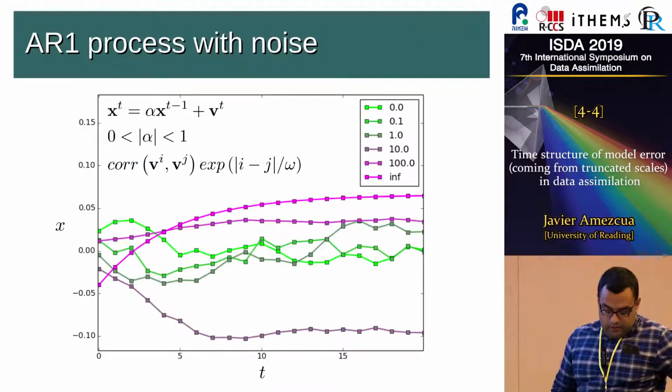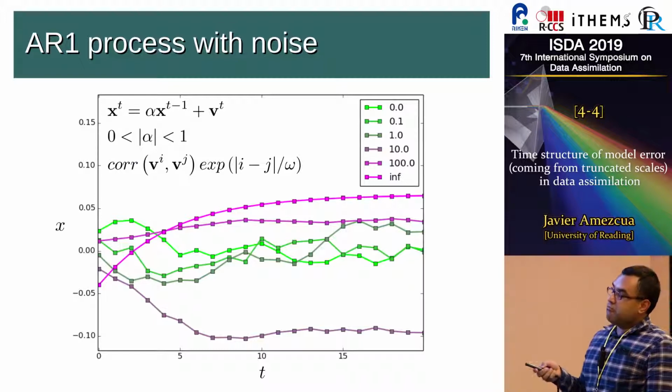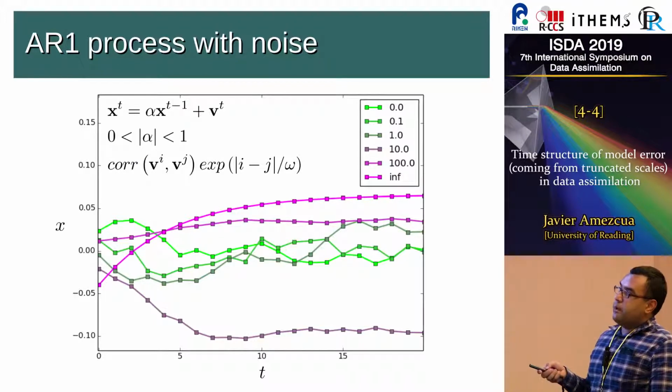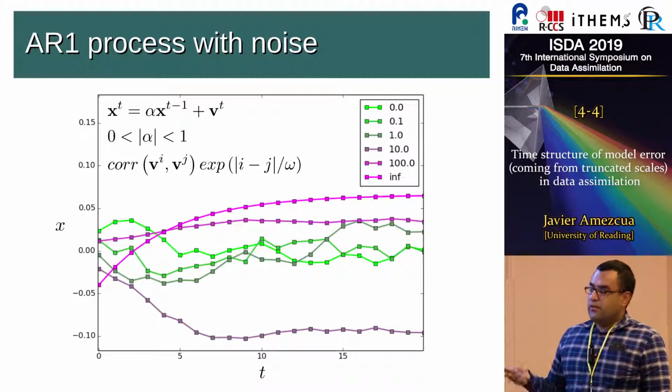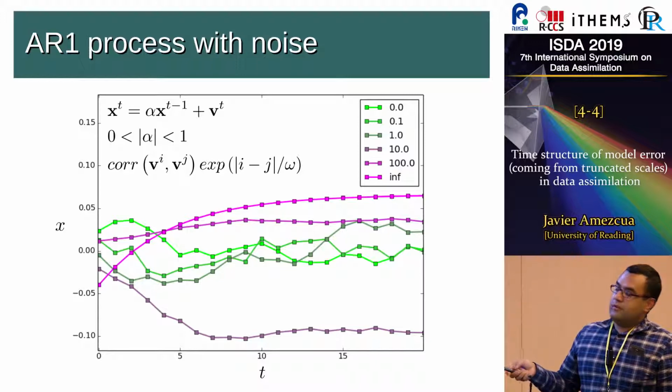And this is just a simple example to illustrate this. An AR1 process, which is compressive, but you have some model error that is always expanding later, so you end up with a nice stationary process. And just the different evolutions of this process with different memories. So zero autocorrelation in green, more and more autocorrelation until you get to an infinite autocorrelation, and you're basically always adding the same.